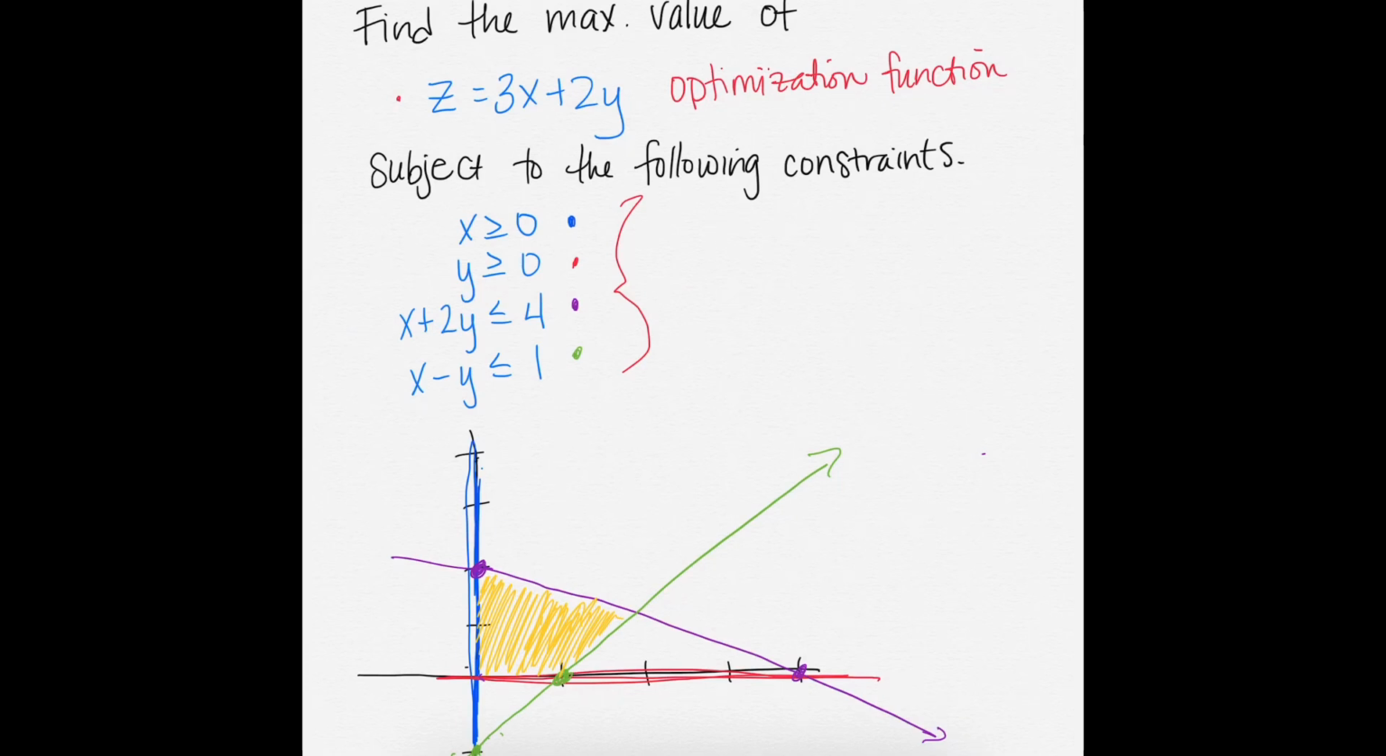You could say like 1, 1 is in this area. Just make sure your point is very clearly fully contained within the constraints. And then you could test them up here if you wanted.